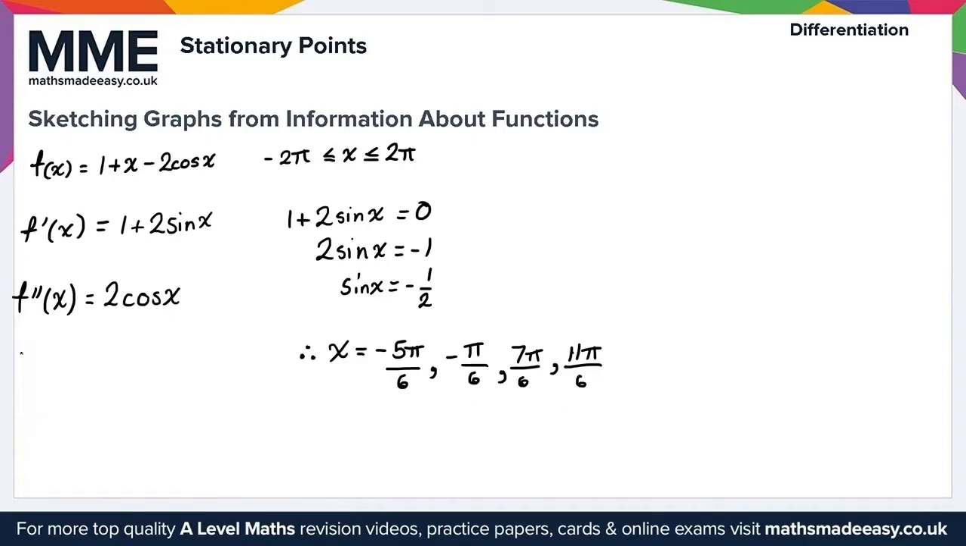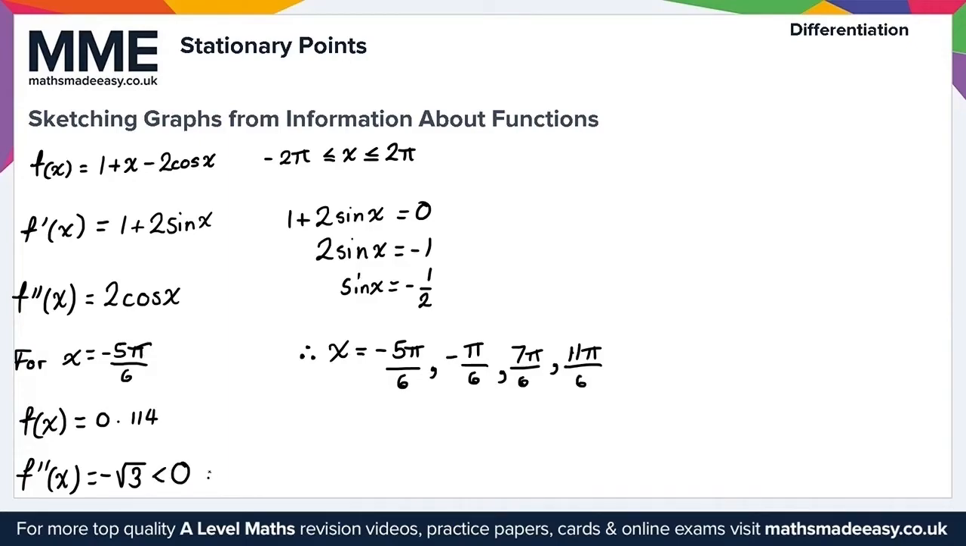Well, for x equals minus 5 pi over 6. Okay, so for x equals minus 5 pi over 6 here, our first solution, well, we can see f of x, so we substitute this value in. For f of x, we get 0.114, and for f prime of x, the second derivative here, we get minus the square root of 3. So what that tells us here, as this is less than 0, this is a maximum. Okay, so therefore, that's a maximum.